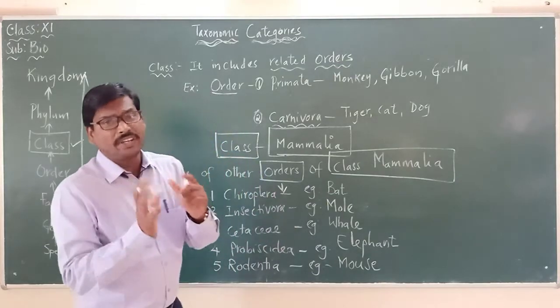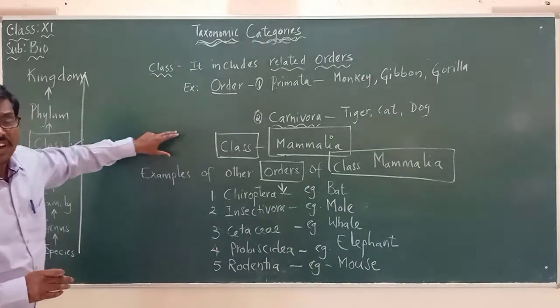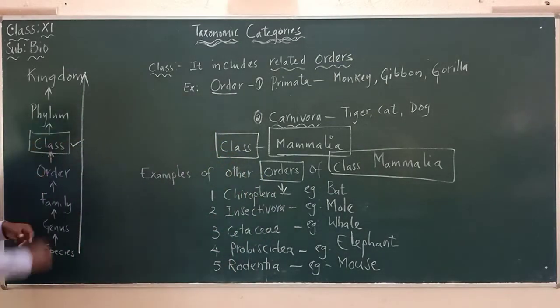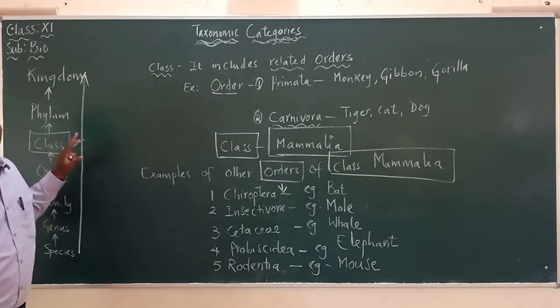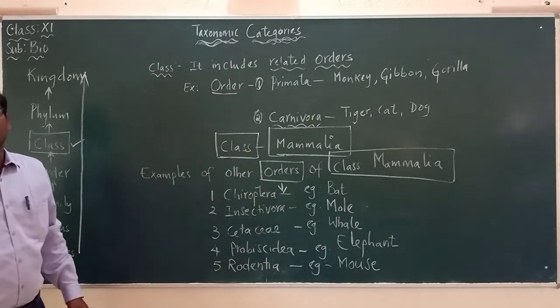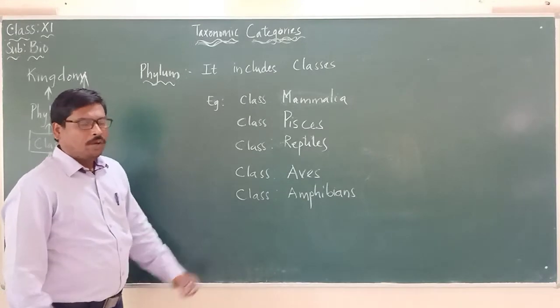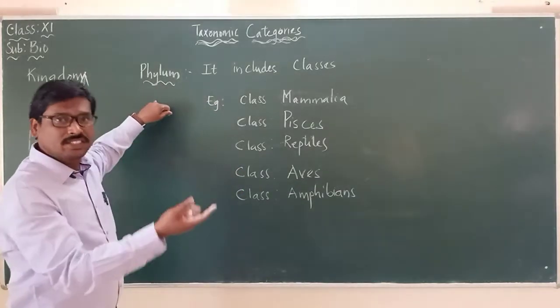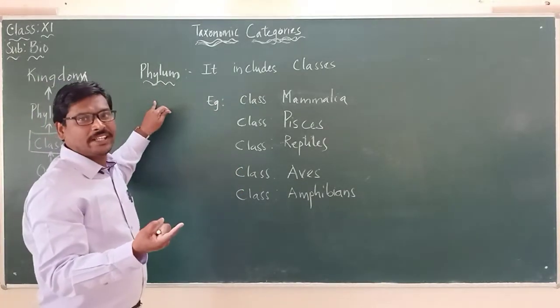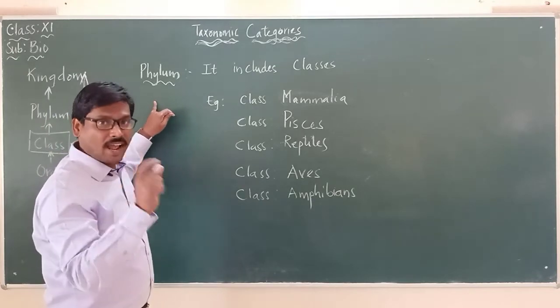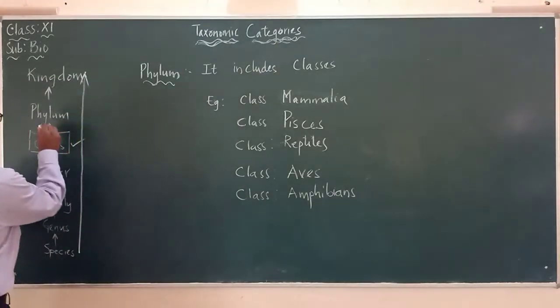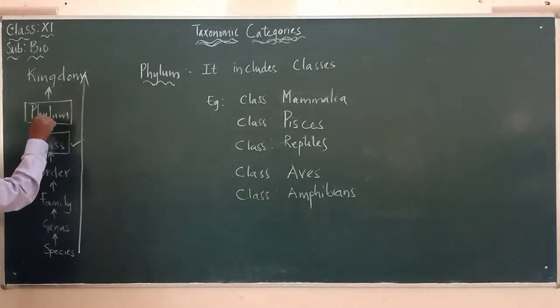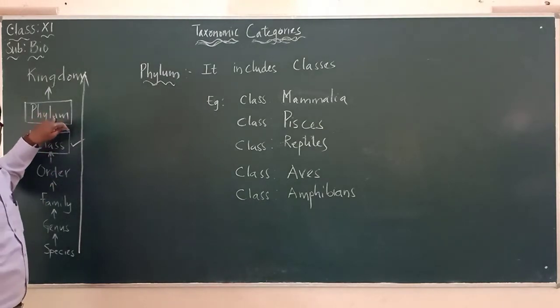These are the few points that we should keep in mind when we talk about the taxonomic category called class. And now, when we are looking at the next taxa, the next category, or otherwise we can call it rank, the next category is called the phylum.